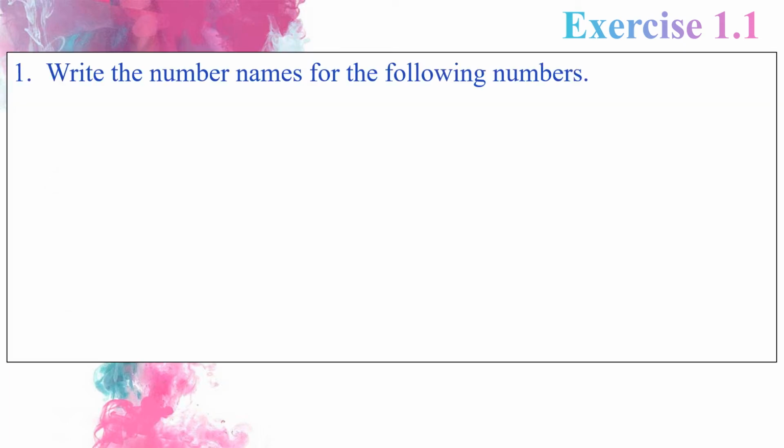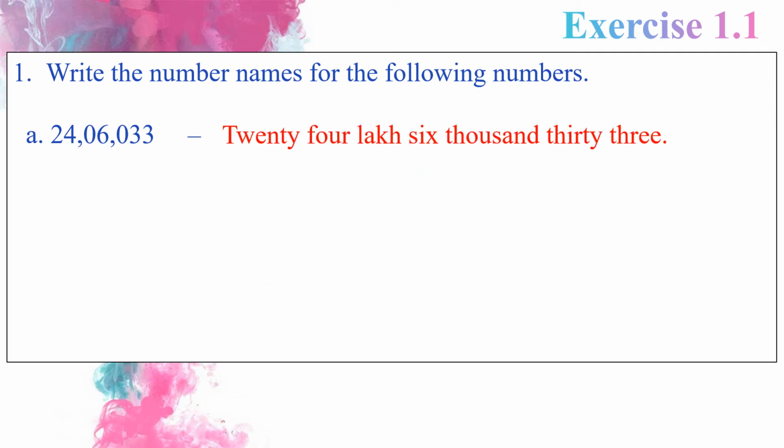Let us see the exercise problems in detail. Exercise 1.1. The first problem. Write the number names for the following numbers. A. 24,06,033. In this, 33 is in ones period, 6 is in thousands period and 24 is in lakh period. Therefore, we need to read this as 24 lakh 6,033.